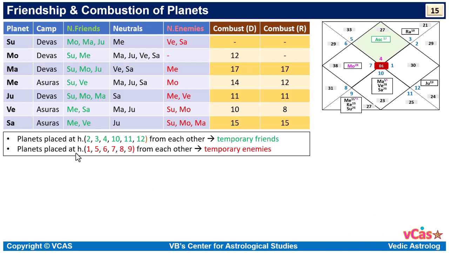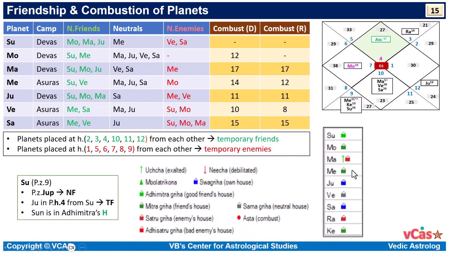Planets have temporary friendship and enmity also, as indicated here. So let's understand how Jagannath Hora determines the Adhimitra, the Mitra status, etc. Jagannath Hora indicates that Sun is placed in Adhimitra's house. Let's see how. Sun is placed in zodiac number 9, which is a zodiac of Jupiter. Sun and Jupiter have Nasargic friendship. Jupiter is placed in house 4 from Sun, 1, 2, 3, 4, and therefore they also have temporary friendship. So Nasargic friendship and temporary friendship together have given Sun the Adhimitra's Griha status.